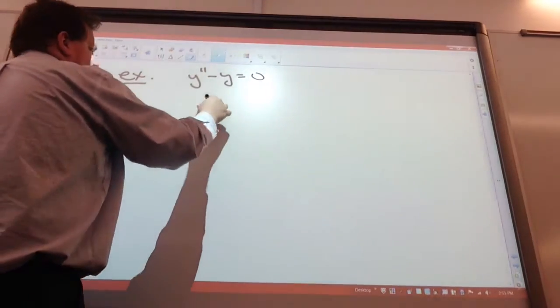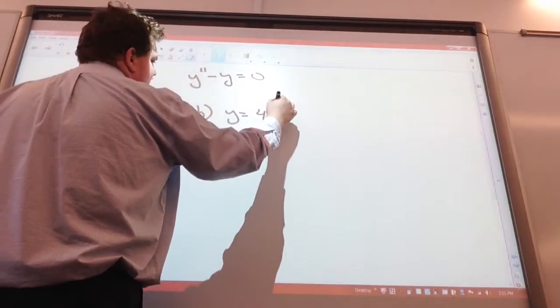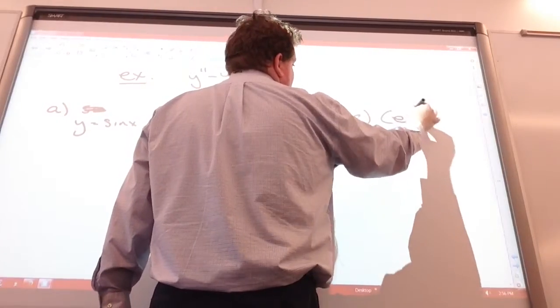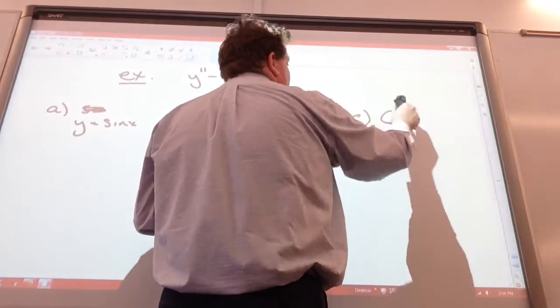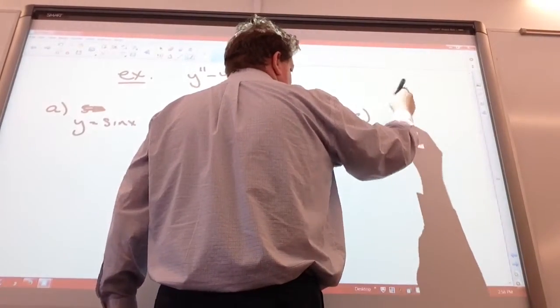Our second example that we'll do is y is equal to 4e to the negative x. And our last one we'll do is y is equal to c e to the x, where the constant is not given.